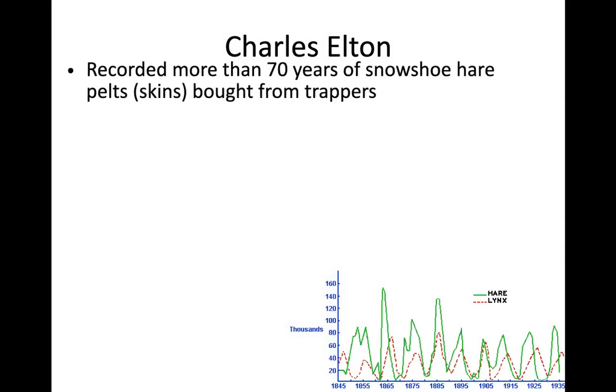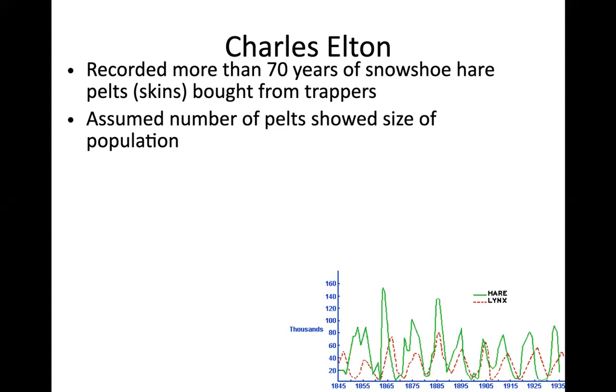So the scientist who did this was Charles Elton, and he didn't actually go out and count the hares. He kept track of the pelts that were bought from trappers for the snowshoe hares. Of course, we use rabbit fur, rabbit pelts for coats and shoes and things like that. So he assumed that the number of pelts that were bought from the trappers showed the size of the population. It makes sense, because if you have a lot of rabbits that are caught in traps, that means that the population is bigger than if you have fewer.